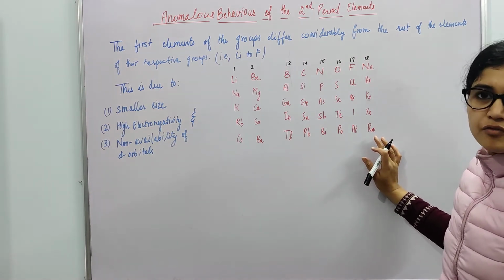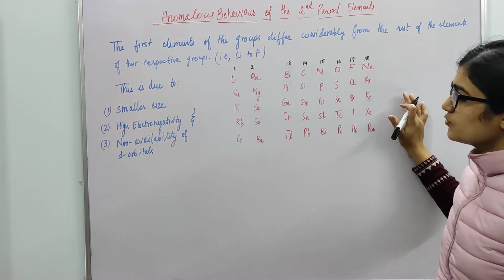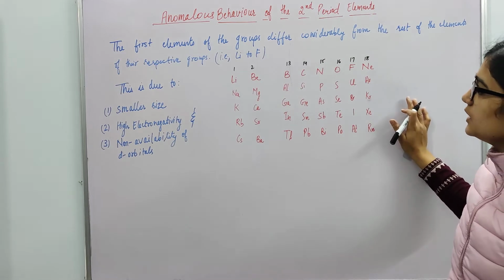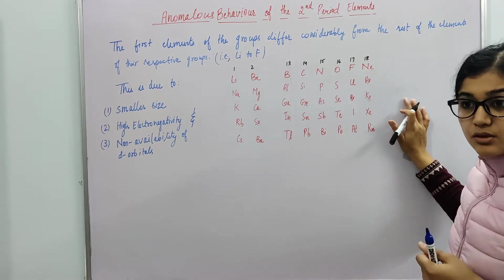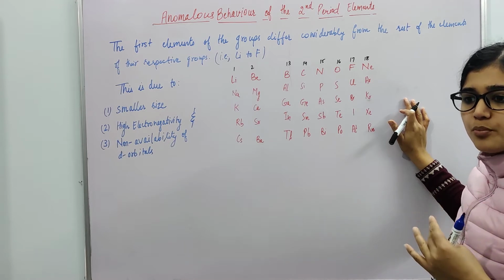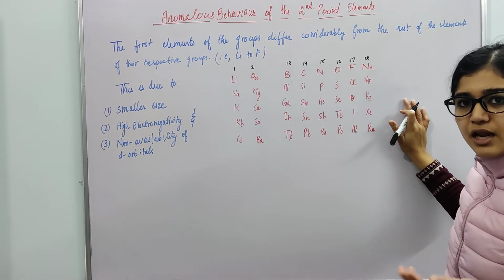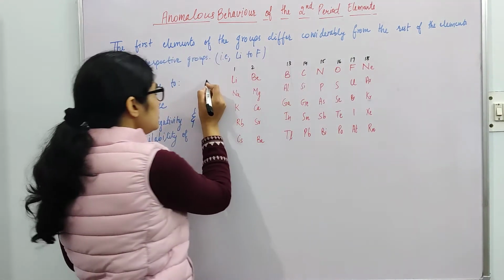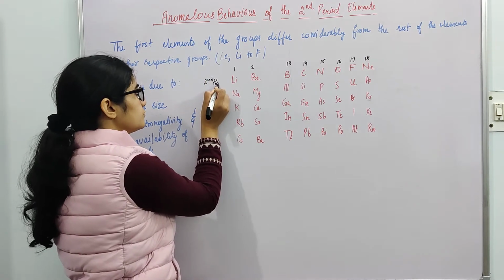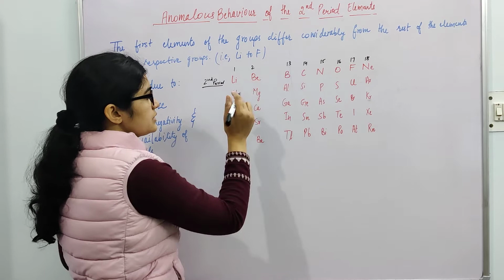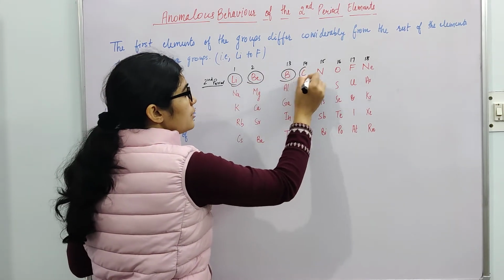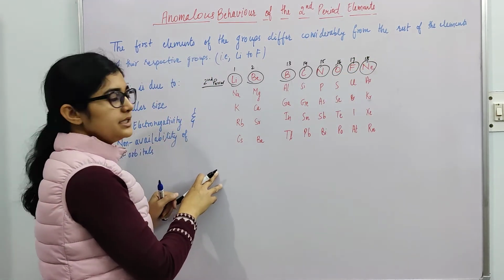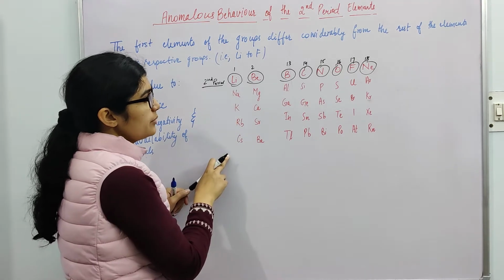to discuss anomalous behavior of first element of each group, or you can say anomalous behavior of second period elements. Alright, so what happens, the second period elements show different properties in comparison to the other elements of their respective groups. So here you can see this is the second period. So these elements, lithium, beryllium, boron, carbon, nitrogen, oxygen, fluorine and neon, show different properties as compared to the other members of their respective group.